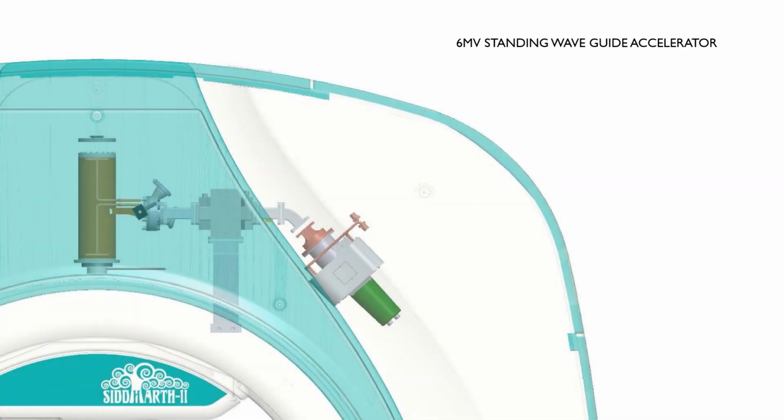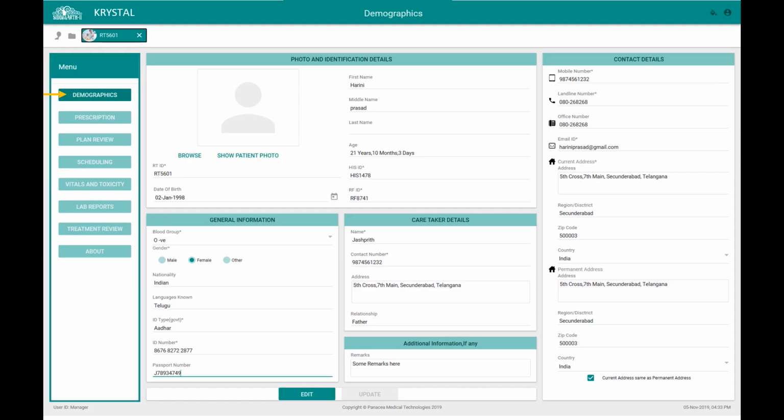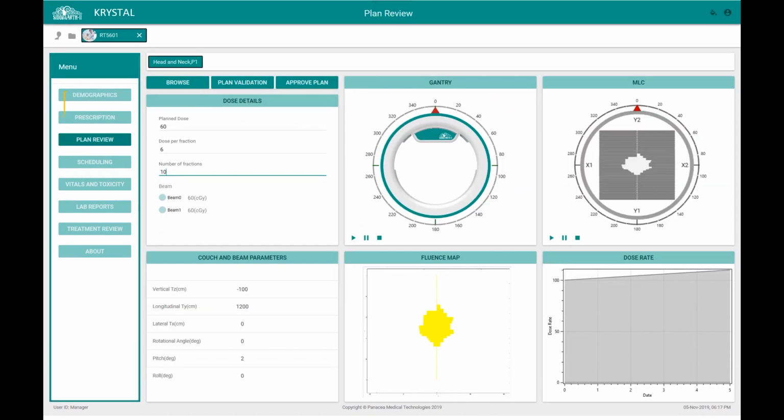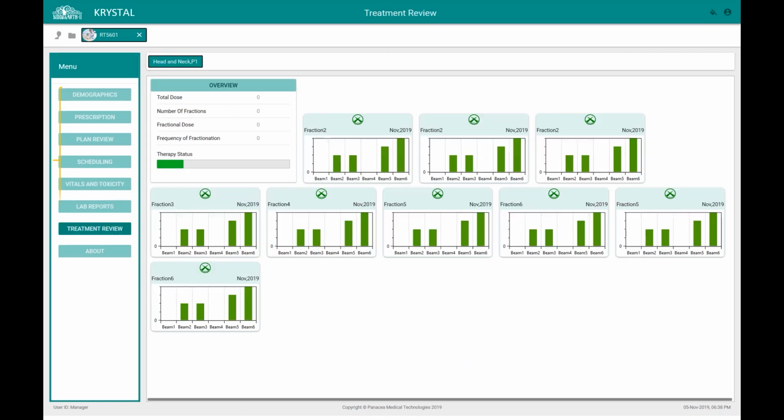Siddharth II is equipped with a 6 MV standing waveguide accelerator powered by magnetron. It also comes with demountable electron gun and target, which is field replaceable to ensure quick uptime of machine. The unit can deliver flattened dose rates up to 500 monitoring unit per minute and unflattened doses up to 850 monitoring unit per minute. Siddharth II comes along with Crystal, a database that takes care of patient data starting from demographics till treatment reviews, which also includes prescriptions, reviews, scheduling, vitals, and lab reports.